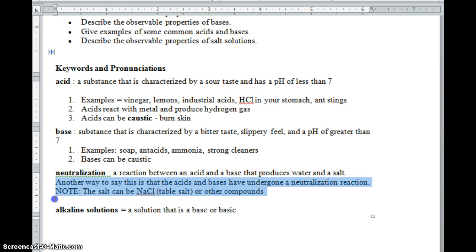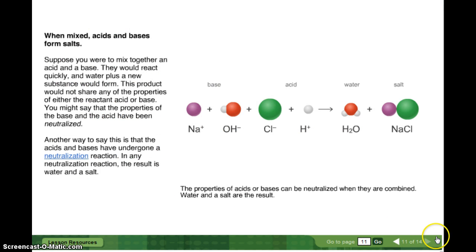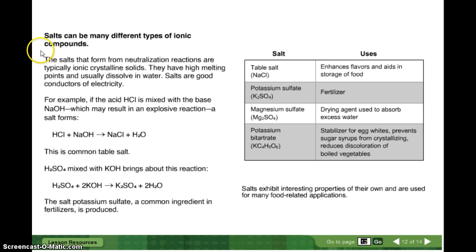So I just added this to our definition. Another way to say this is that the acids and bases have undergone a neutralization reaction. And note, the salt can be NaCl, table salt, or other compounds. Salts can be many different types of ionic compounds. The salts that form from neutralization reactions are typically ionic crystalline solids. They have high melting points and usually dissolve in water. Salts are good conductors of electricity.